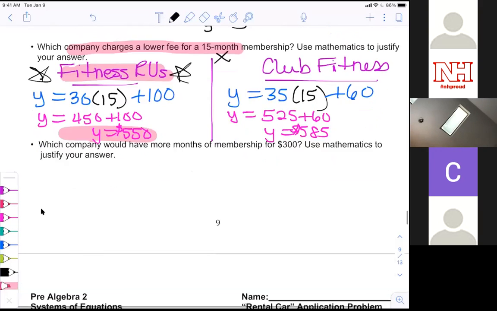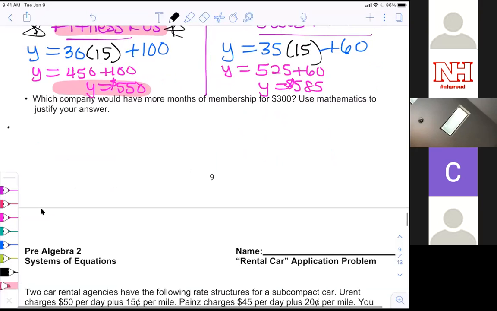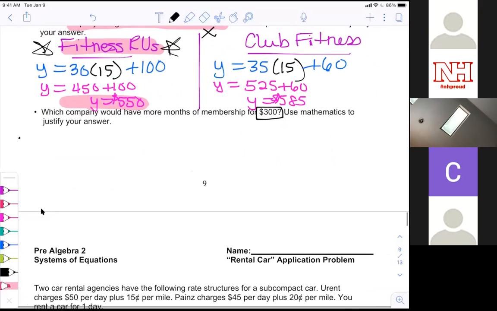The last part of this question wants us to again compare. It says which company would have more months of membership for $300? So now you know you have $300 to spend. Which company would we get the most out of it? How long could I go? So we're going to compare this again using those same equations, except now the Y value is 300.